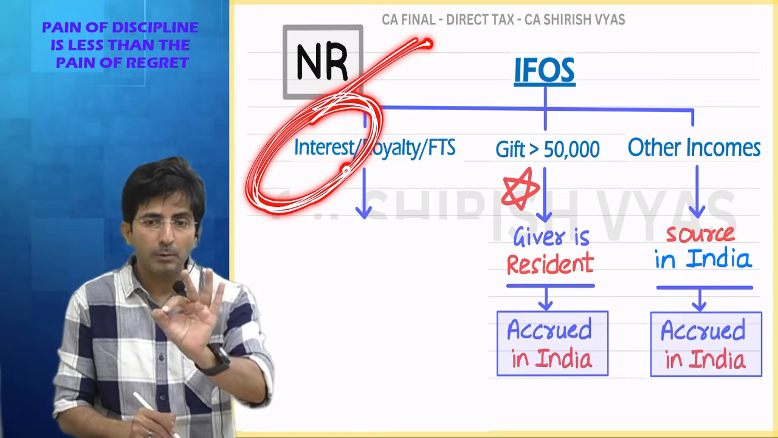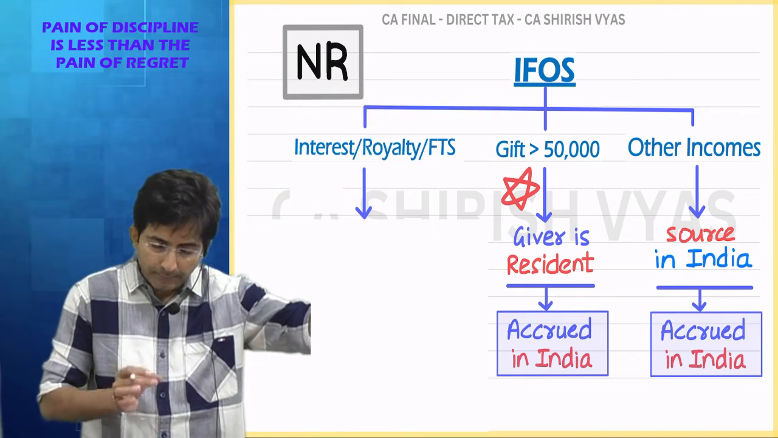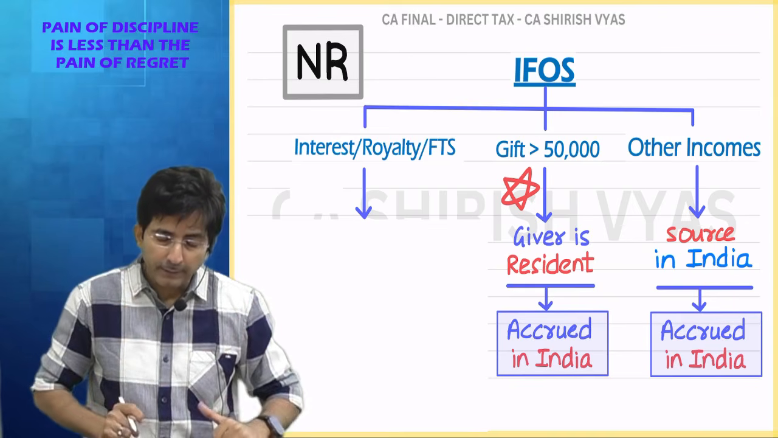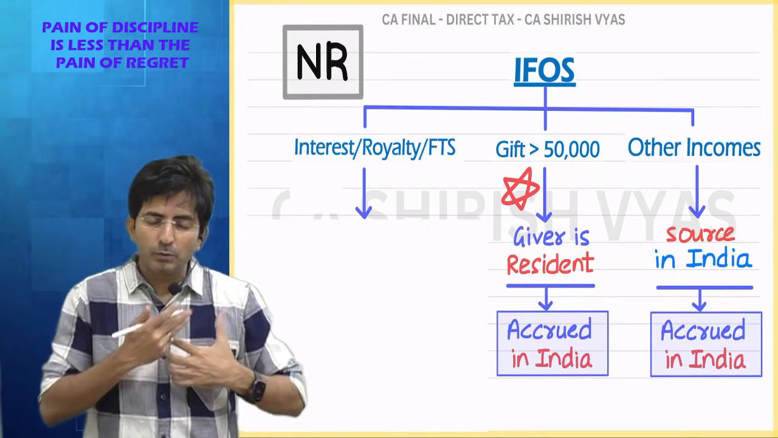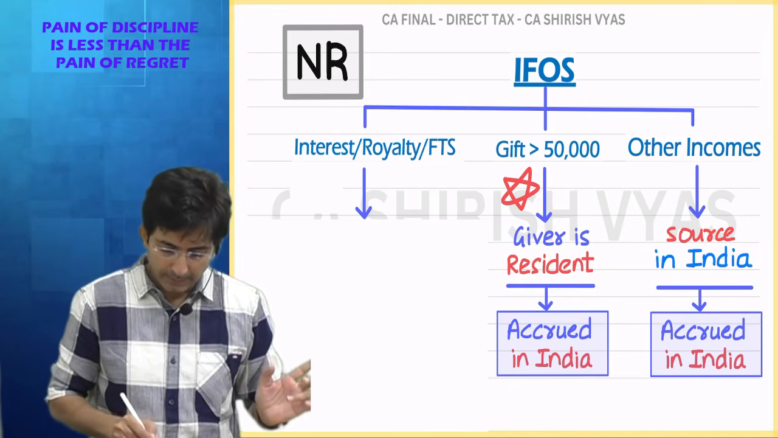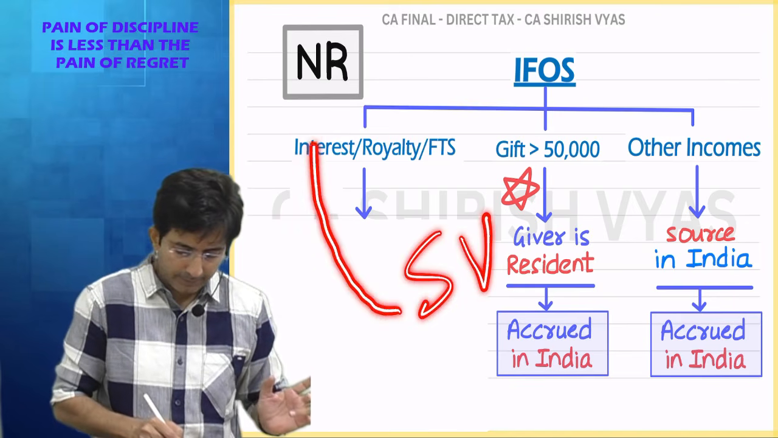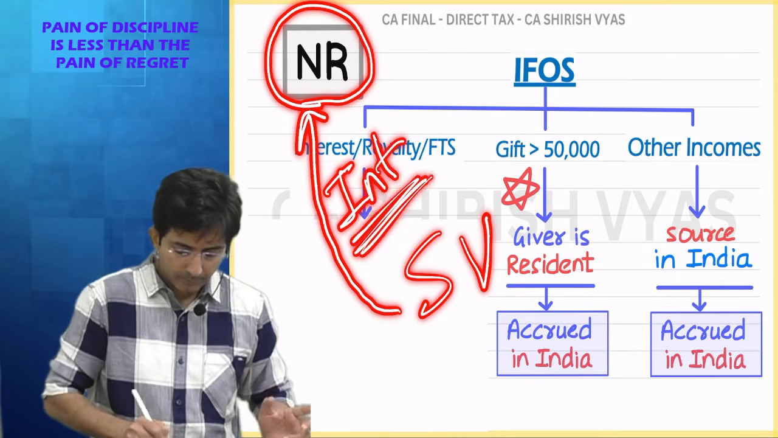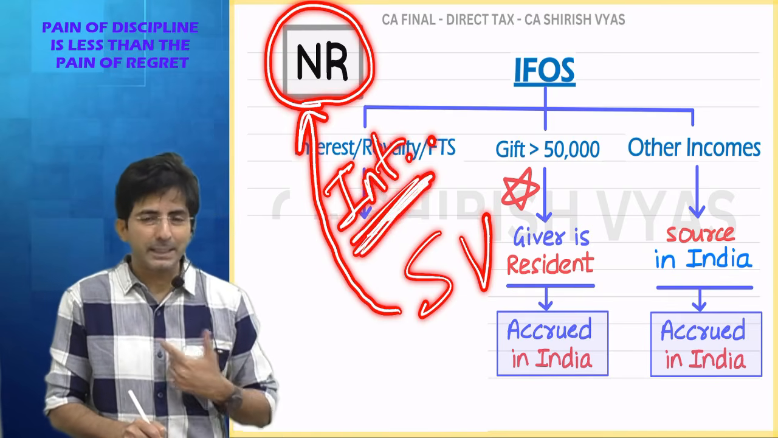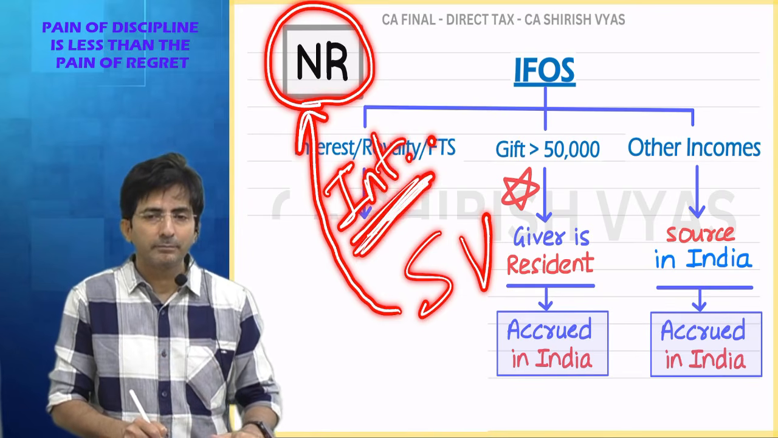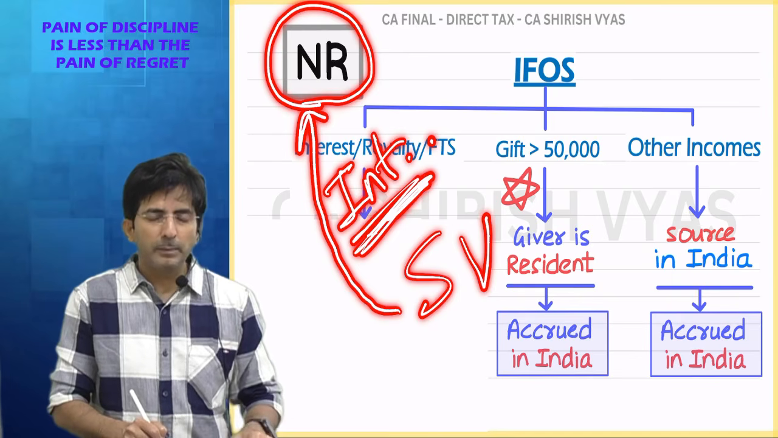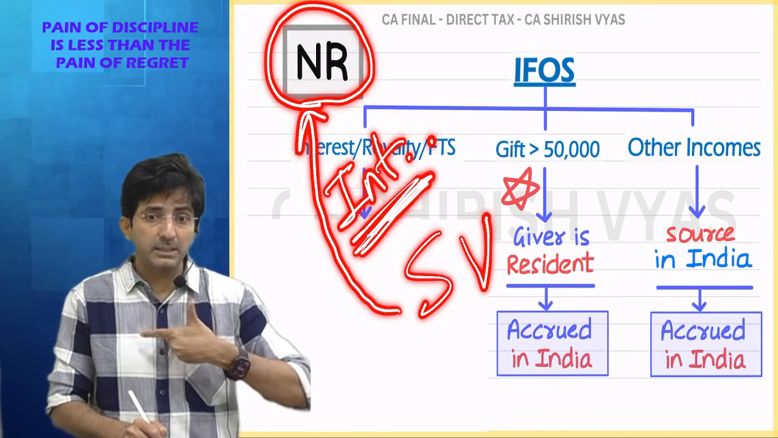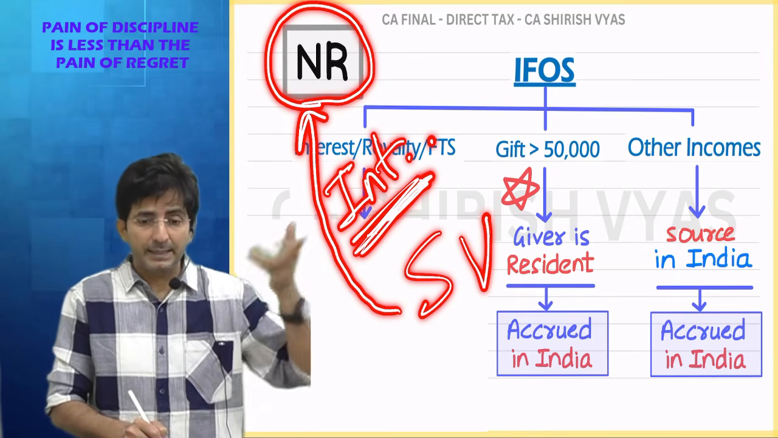So tell me, in my example, what is happening? Singaporean guy has given a loan to Shirish. Don't see the loan. Now see the flow of interest. Who will give interest? Shirish will give interest to NR. So Shirish Vyas is giving interest to NR. Tell me, whose income is it? Shirish Vyas has made the payment, but whose income is it? It is NR's income. So tell me, is it accrued in India in my example? He is getting interest from Shirish.